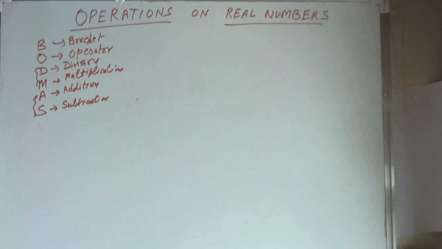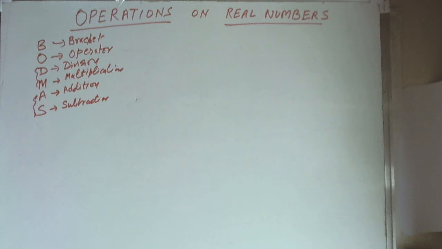In our earlier classes, we have learned basic operations on integers, fractions and decimals. They together are called rational numbers. And in this video, we will now learn basic mathematical operations on real numbers including irrational numbers, because real numbers include rational numbers as well as irrational numbers.